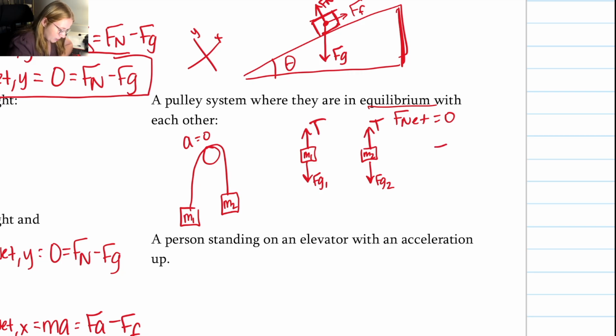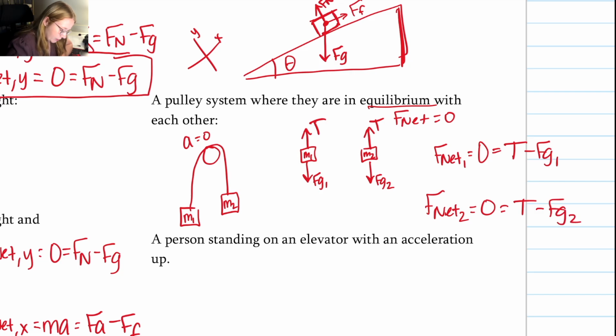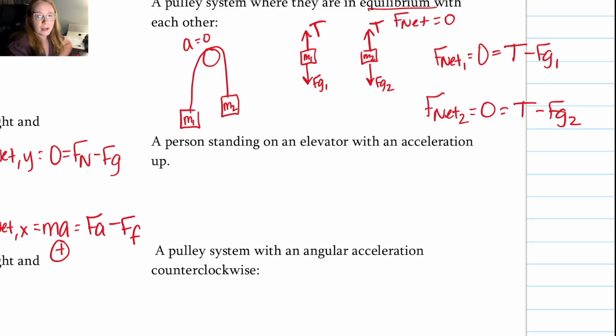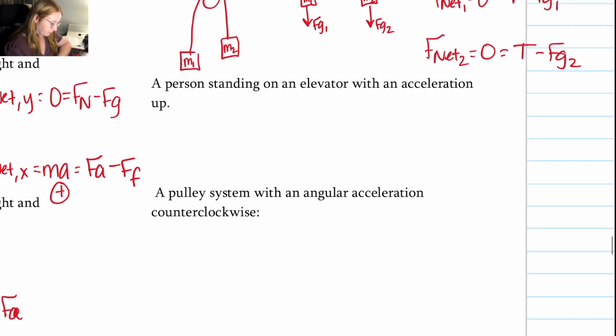Okay, and then you would have to do 2 separate F net equations. So for F net 1, if it's in equilibrium, it should add up to 0. And then you have tension minus Fg1. And then for F net 2, it also equals 0, and we have tension minus Fg2. Okay, so that's how you deal with pulleys. You have 2 separate masses, you do 2 separate free body diagrams, and then you do 2 separate F net equations. And just remember that the tension in the rope is equal on both sides.